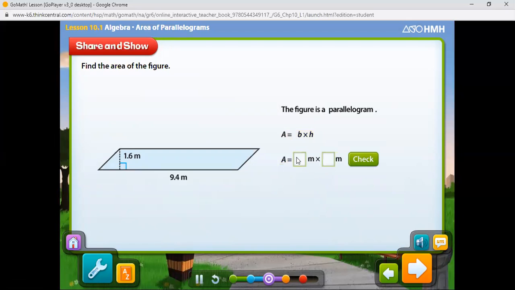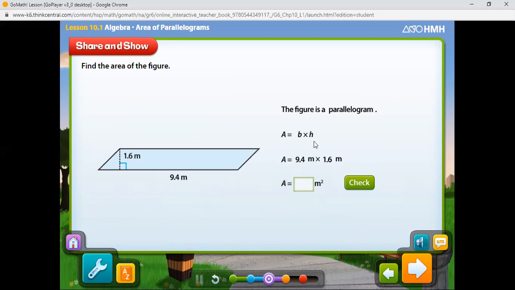What are the values of B and H? Okay, now we have to enter the numbers. The base of the parallelogram is always the down part here. So how much is that? That's going to be 9.4. And the height, how tall it is, that's going to be 1.6. You're right. The base is 9 4/10 meters, and the height is 1 6/10 meters. So the area equals 9 4/10 meters times 1 6/10 meters. What's the product of 9 4/10 meters and 1 6/10 meters?